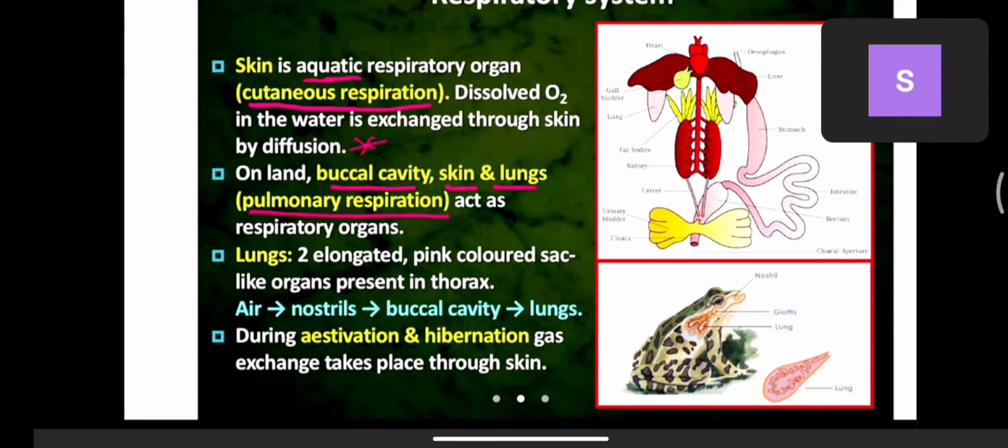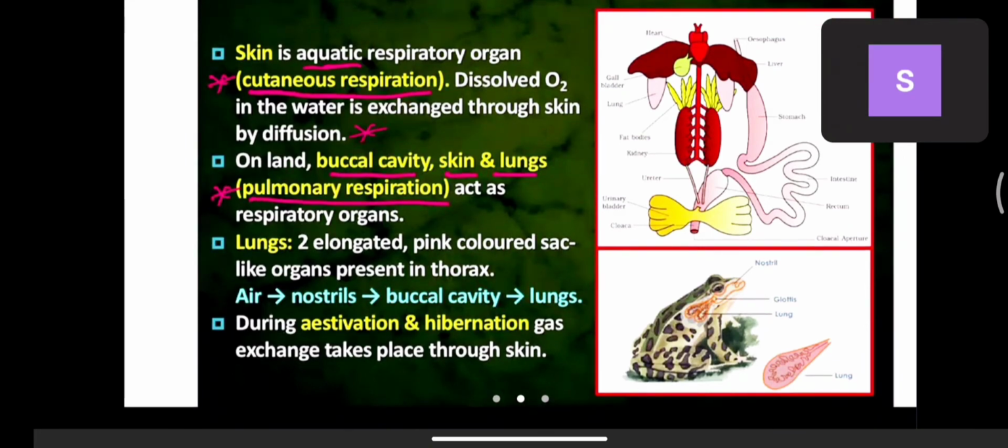So when it is present in water, it will respire through skin. When it is present on land, it respires through the buccal cavity, skin and lungs. One is called cutaneous respiration and the second one is called pulmonary respiration. Okay? So lungs, how many lungs are there? Two, elongated.